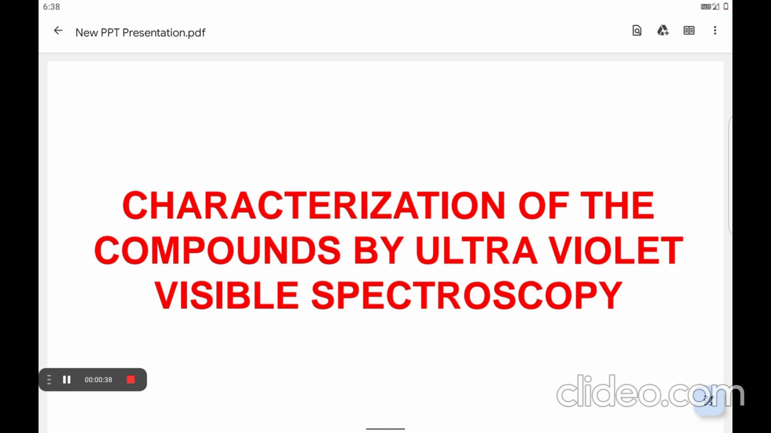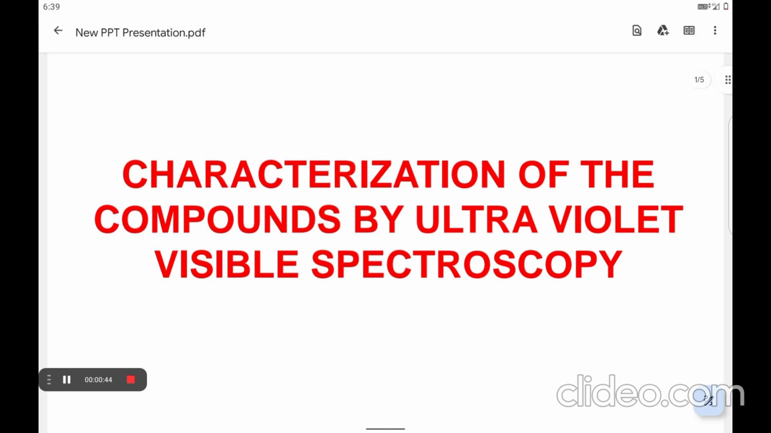Spectroscopic methods have many advantages over the conventional methods. In UV visible spectroscopy, the main application of this technique is to calculate the lambda maximum for various conjugated compounds. It may be open chain compounds, or aromatic compounds, or alicyclic compounds. We will discuss it in detail.